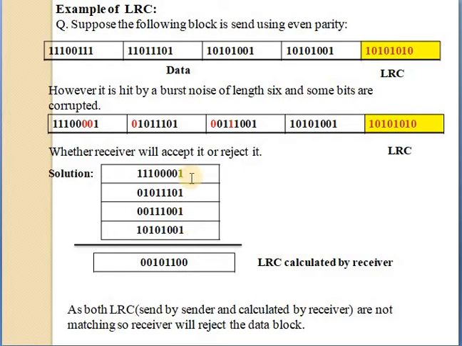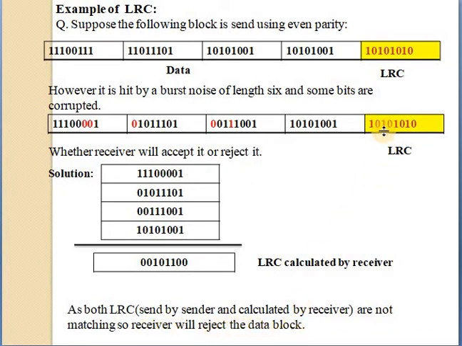Suppose the number of ones is 4, which is even, so we add a 0 as a parity bit. If the number of ones is even, we add a 1 as a parity bit. As the LRC sent by the sender and the LRC calculated by the receiver do not match, the receiver will reject the data block.